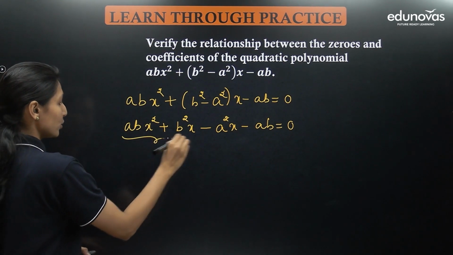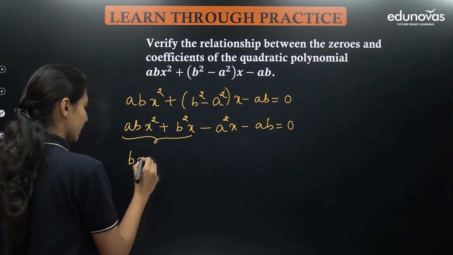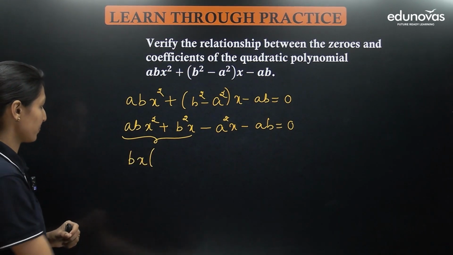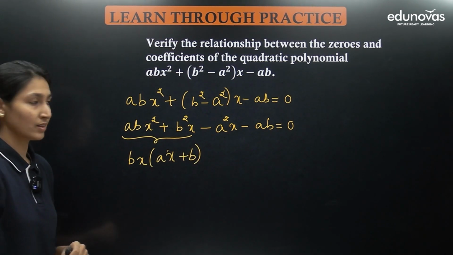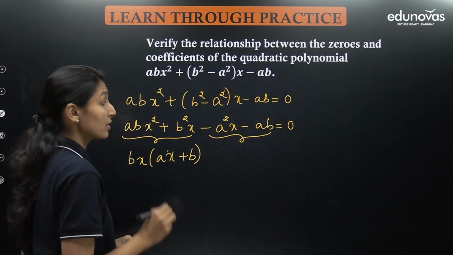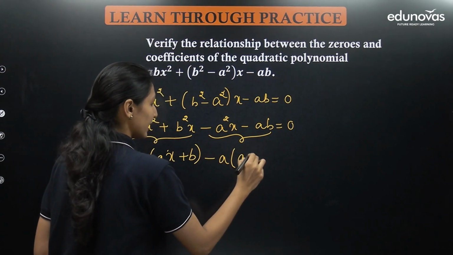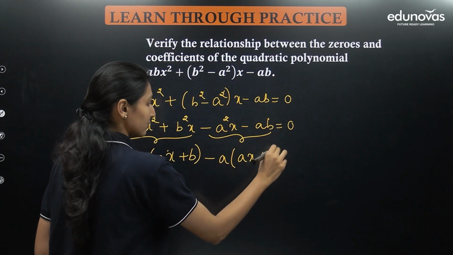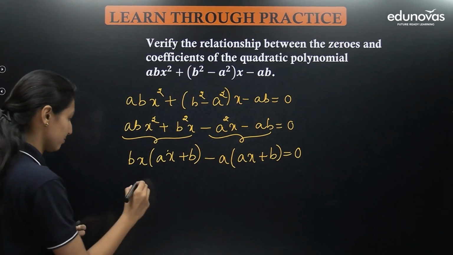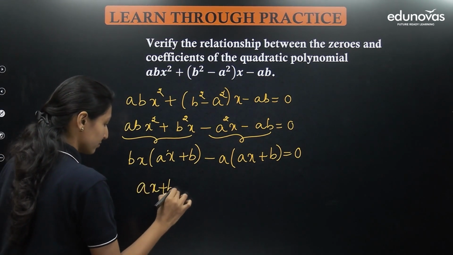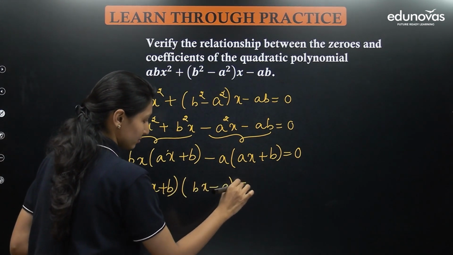Now, from the first two terms, take out bx as the common factor. Bx. So, what is left? ax plus b. From the next two terms, take out minus a as the common factor. Minus a. So, we are left with ax plus b. Now, take out ax plus b as the common factor. So, we are left with bx minus a.